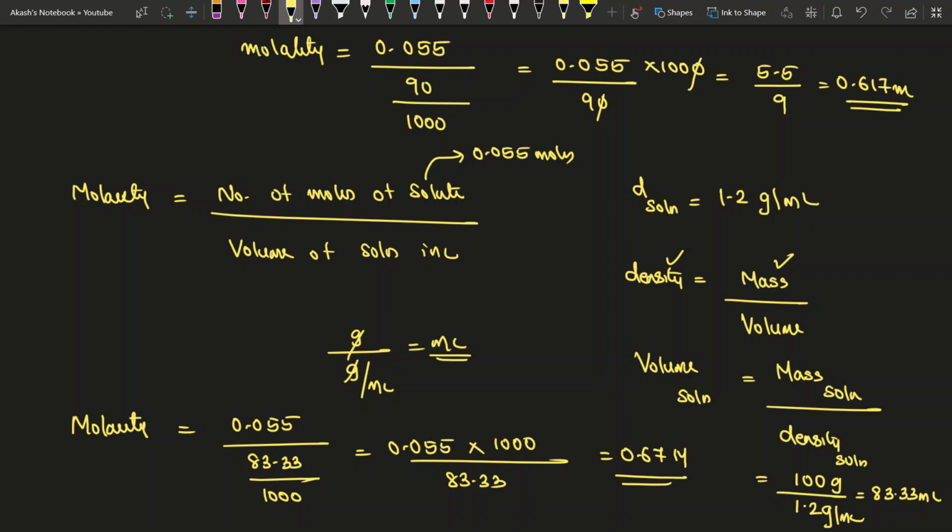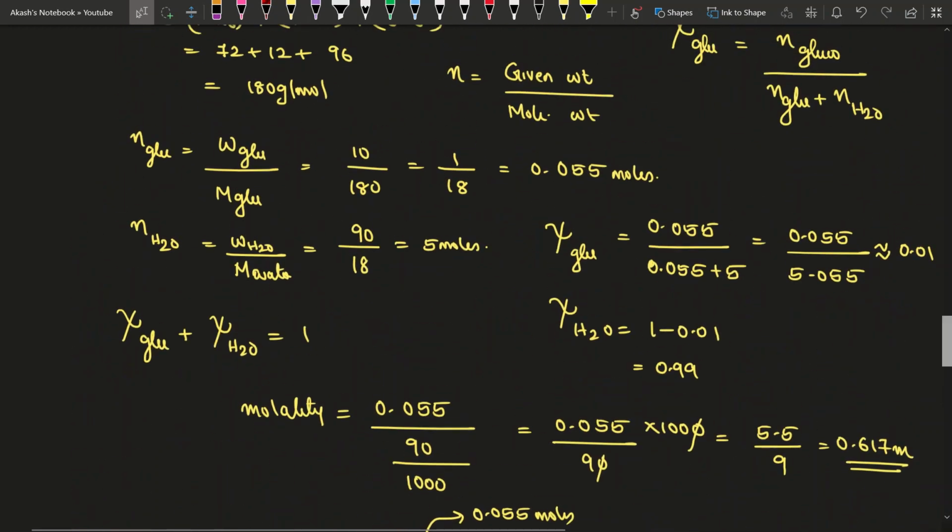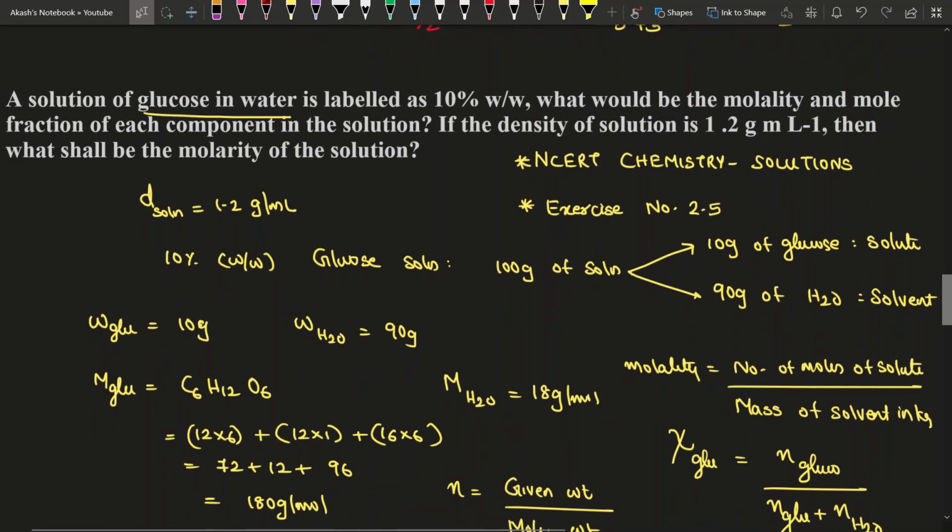Molarity is 0.67 molar. So it's a good question from the chapter of solutions, because they have not given the volume of the solution directly, but they have given the density of the solution. From the density, we can calculate the volume of the solution and solve it. This is the way in which you need to approach this kind of question. They can give you any system by changing the value of density or percentage, but whatever system they give, the solution procedure will be the same. I think the explanation was clear to you.